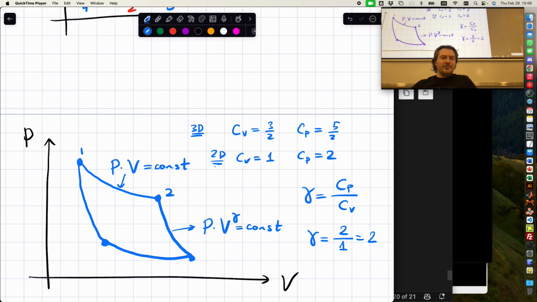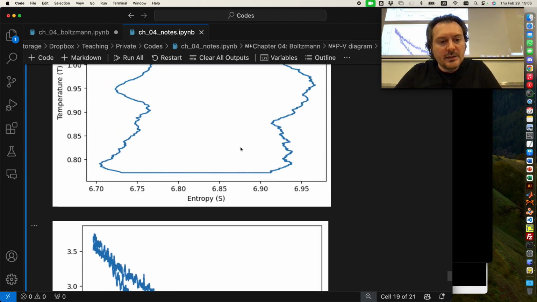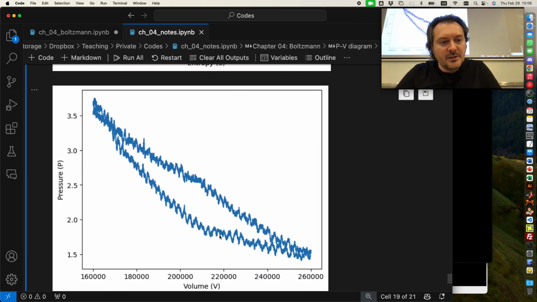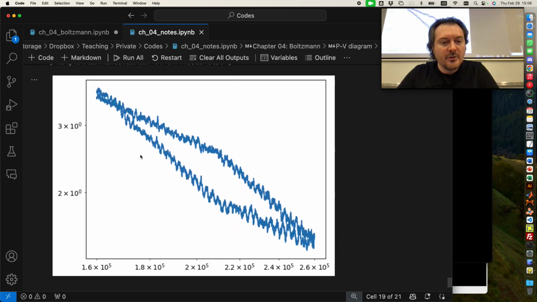Okay? You just need to run it for longer to make sure that you get it all. And let's look at the PV diagram here. Do you see pressure, volume? Everything looks like in textbooks. Okay? And let's look at it in log-log scale.